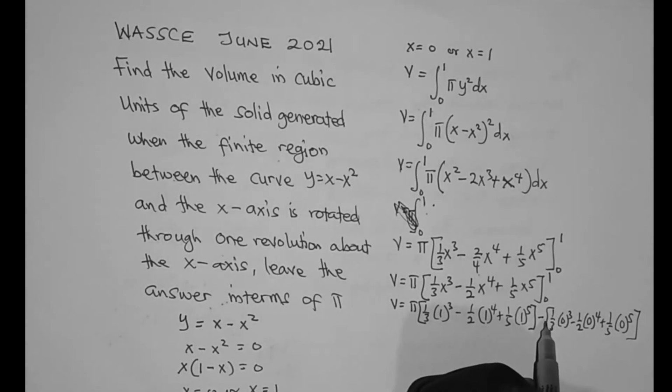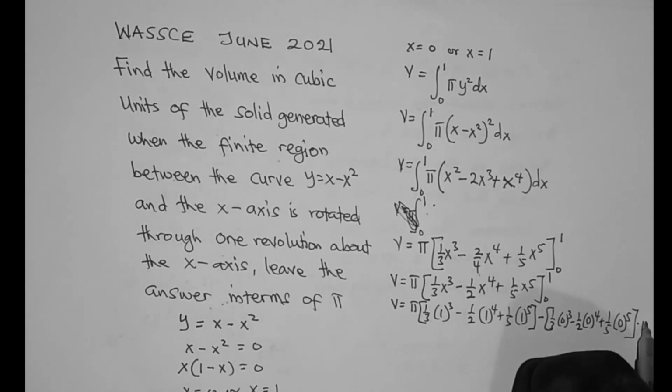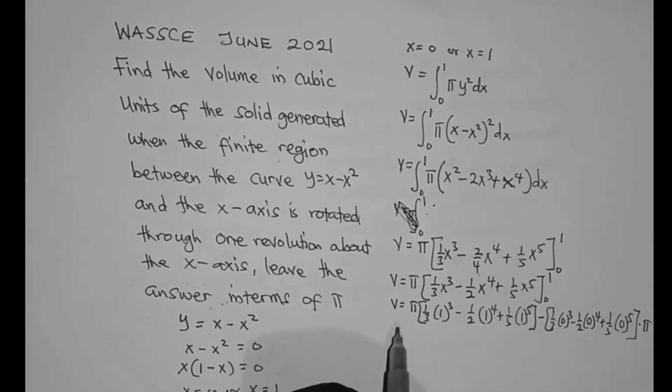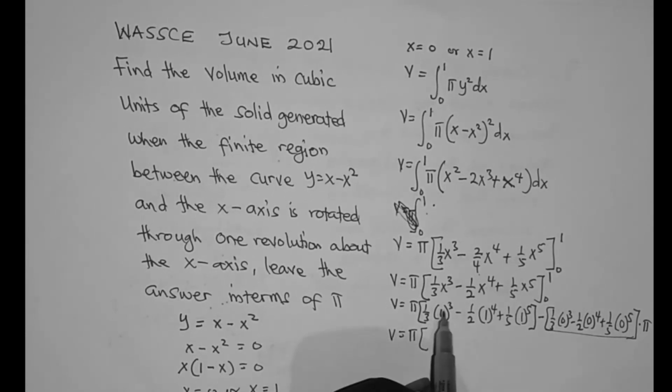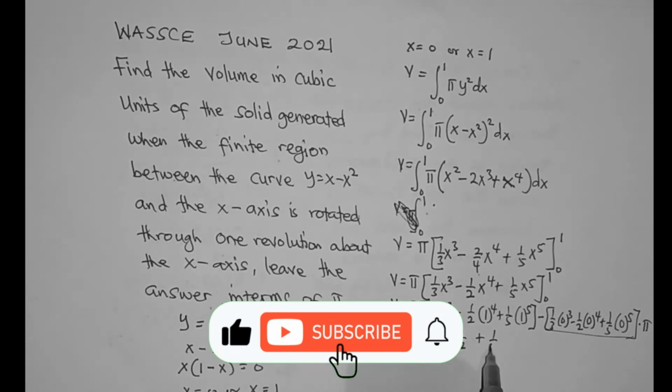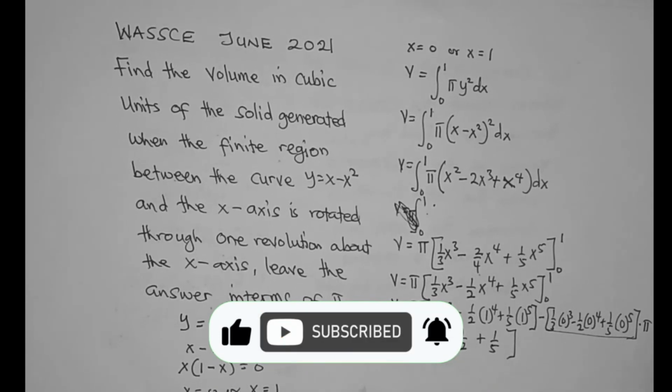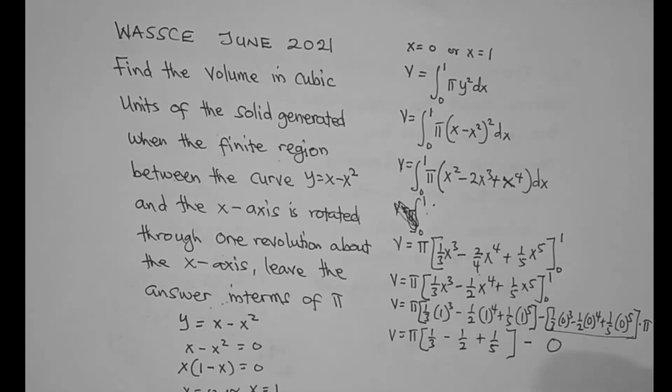So all of this portion becomes 0. So V is equal to pi times 1 cubed is 1, 1 times 1 over 3 is 1 over 3, minus 1 exponent 4 is 1 times 1 over 2 is 1 over 2, plus 1 exponent 5 is 1 times 1 over 5 equals 1 over 5. Then minus 0. All of this portion goes to 0.